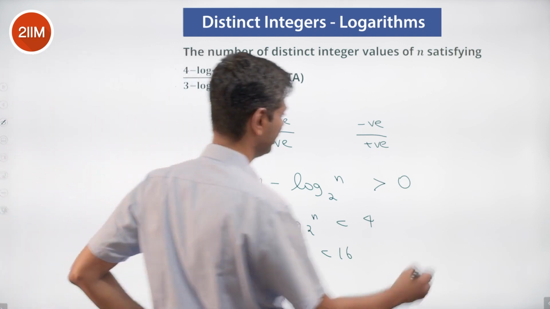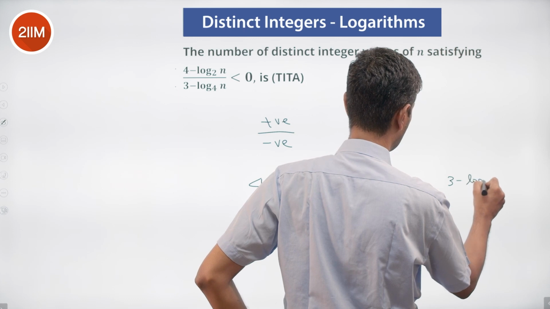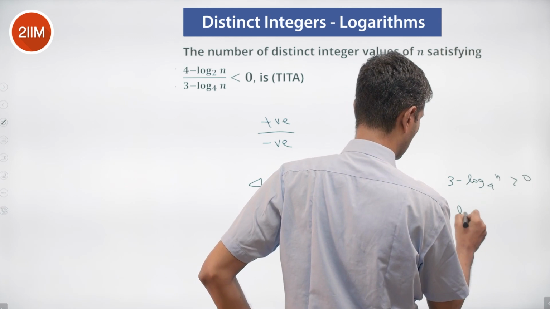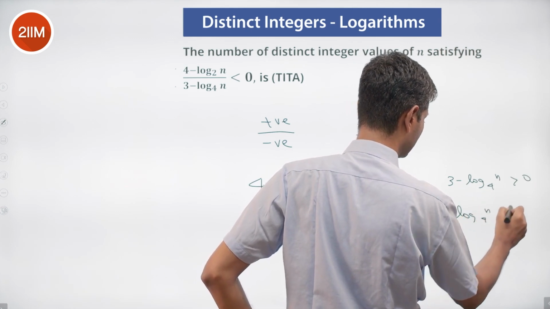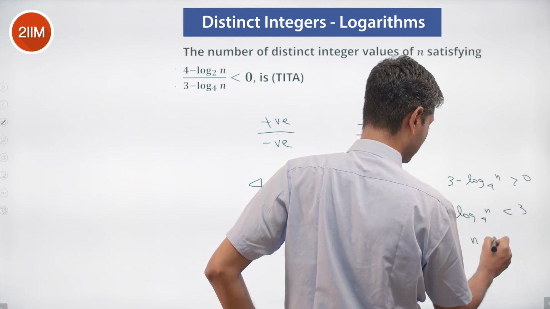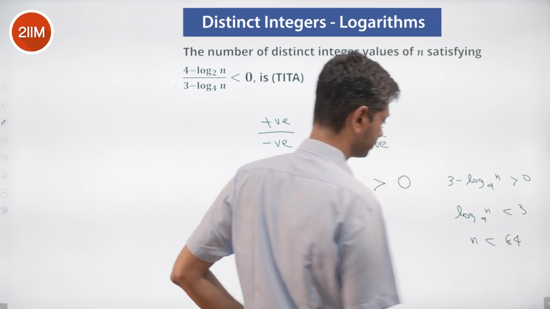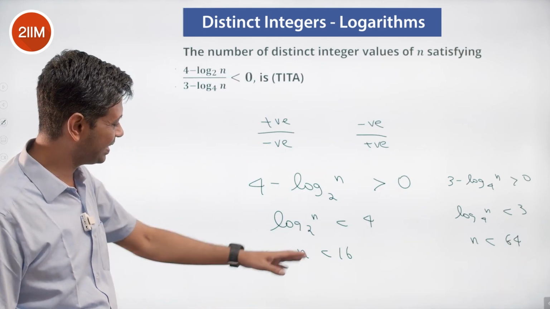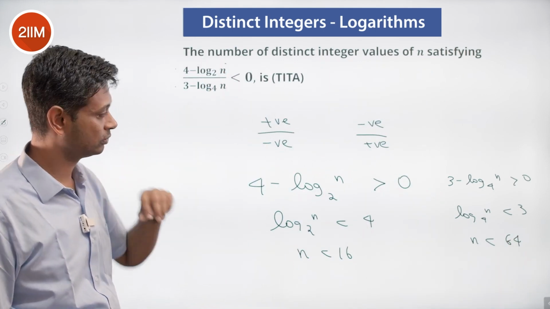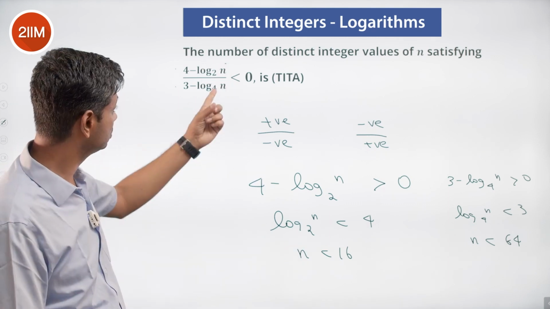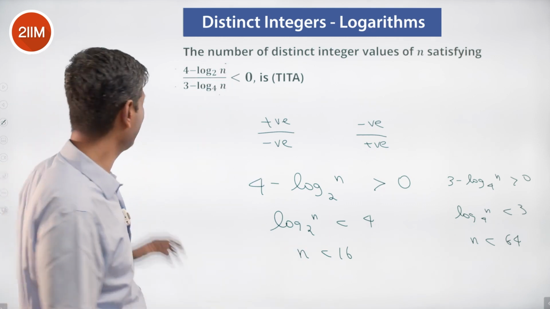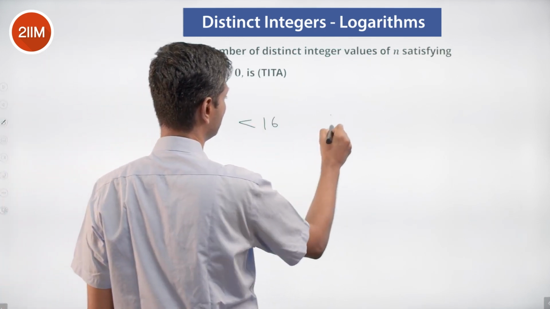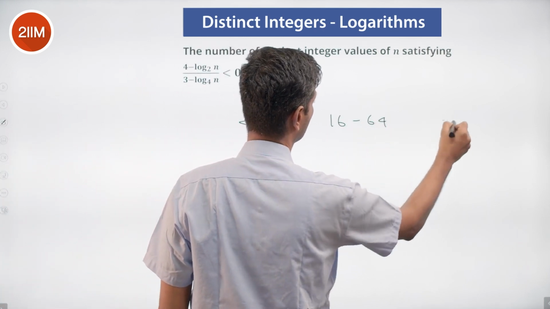Same funda, this one. 3 minus log n to the base 4 greater than 0. Log n to the base 4 is less than 3. N less than 4 cube, 64. And so, if n is less than 16, this is positive. If n is less than 64, this is positive. So, I'm going to break our world into 3 parts. Less than 16, 16 to 64, greater than 64.